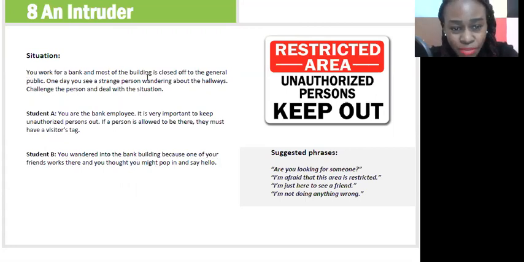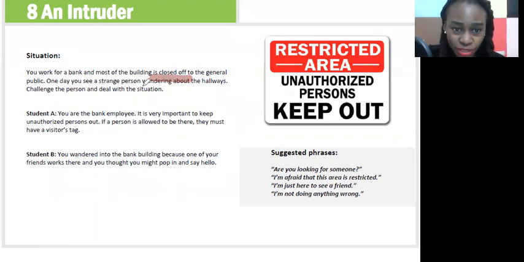You work for a bank and most of the building is closed off to the general public. So general public, halk, diğer insanlar için bu alan, yani bir bina var, banka bina ve orada çalışıyorsunuz. Ve bir alan var ya da birkaç odalar var. Onlar herkesi giremezler. Yani it is closed off demek. So it's closed off to the general public. Diğer insanlar izinsiz giremezler.